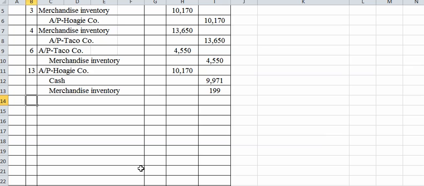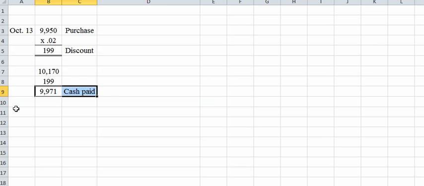Next, we have the 14th. Paid Taco Company for the invoice of the 4th, less debit memo of the 6th, and discount. Well, first, it references the 4th, so let's go back to the 4th. We made the purchase from Taco Company for $13,650. This goes with October 14th. That was the original purchase.